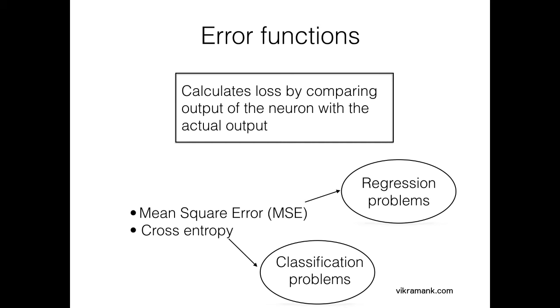The two major loss functions or error functions are the mean square error and the cross entropy loss. Mean square error is mainly used for regression problems where the output is an actual number, and cross entropy is more useful for classification problems where the output is one particular class and we try to calculate the maximum likelihood of that particular class.